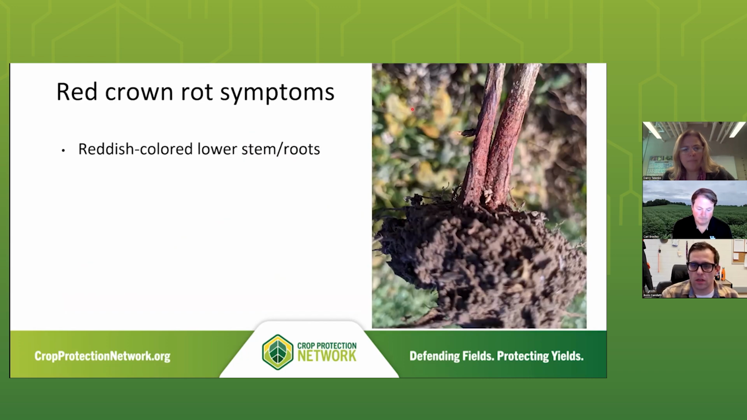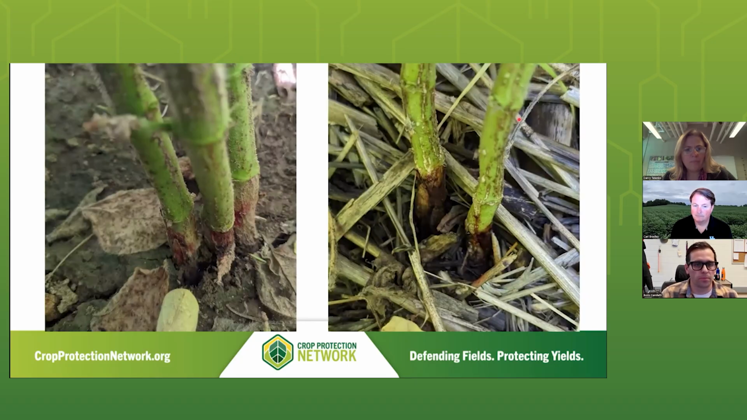So this is how the stems look. Here we can see the very nice reddish discoloration in the lower part of the stem. Here we can see a more early stage for these discolorations. Here we have two cropping systems, with tilled and no-tilled systems.